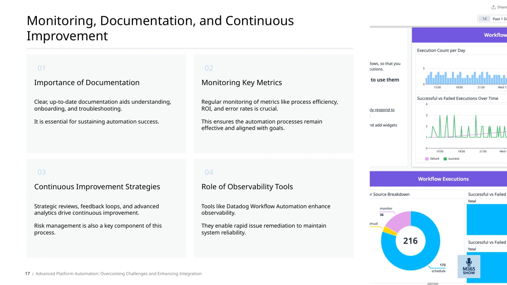Additionally, risk management is an essential part of this ongoing effort, helping us anticipate and mitigate potential setbacks. To keep our automation effective, we need to regularly monitor key metrics like process efficiency, return on investment, and error rates. This ongoing tracking ensures that our automation efforts stay aligned with our goals and continue to deliver value. And let's not forget about documentation. Clear, up-to-date documentation is critical for understanding how our automation works, onboarding new team members, and troubleshooting issues. It's the foundation that supports the sustainability and success of our automation initiatives.